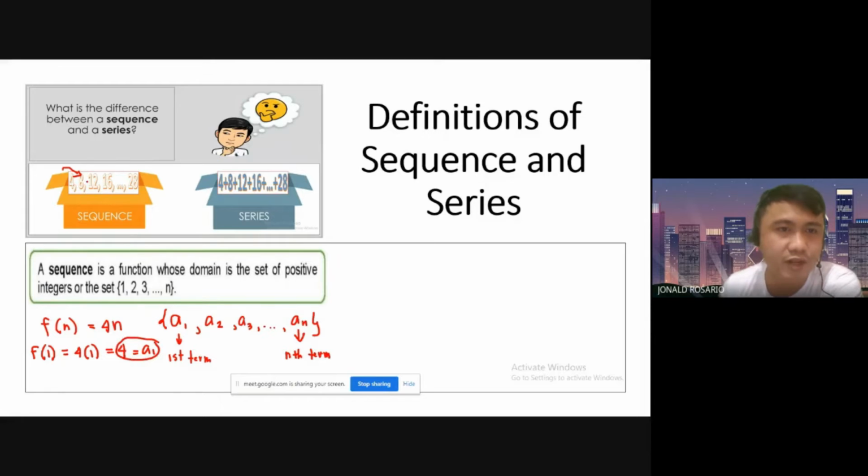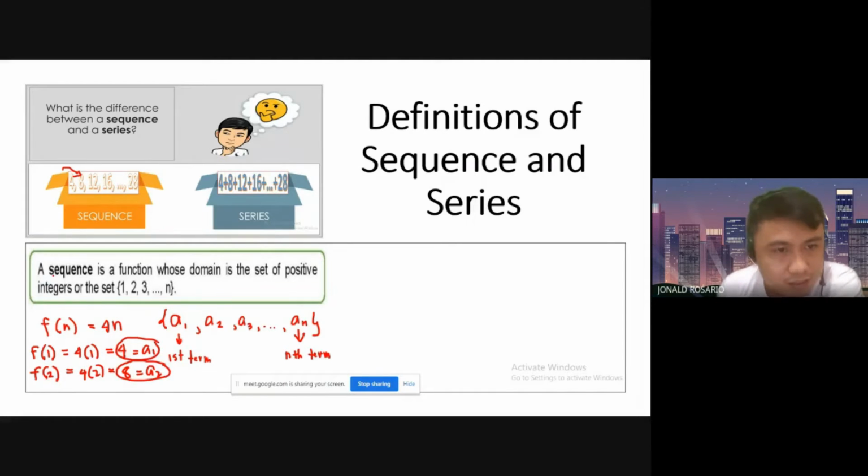Yan. So, a sub 1 is 4. So, kung kukunin natin si a sub 2, si f sub 2 naman. So, 4 times 2, that is 8. This is our a sub 2. A sub 2 kasi ang ating n ay 2. Ang ating n dun sa ating formula is 2. So, a sub 2 is 8.